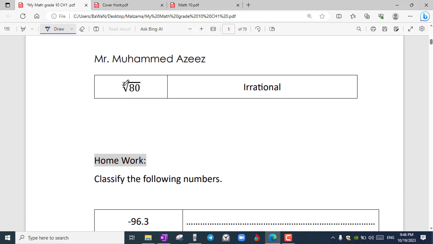This cubic root of 80 is irrational. Cubic root of any number that is not a cubic number is irrational. For example, cubic root of 27 is equal to 3. That's rational. It has no problem. But cubic root of any other number that is not cubic is irrational. For example, cubic root of 28 is irrational.